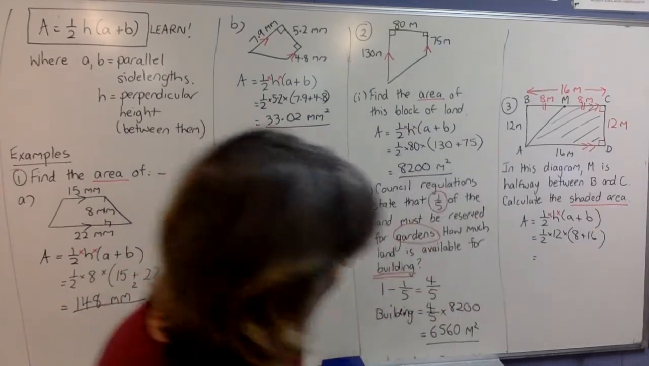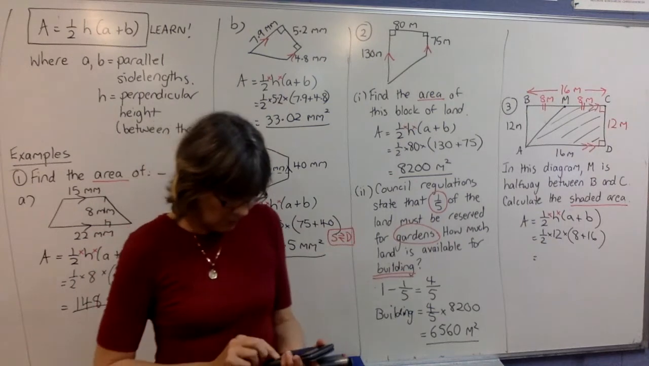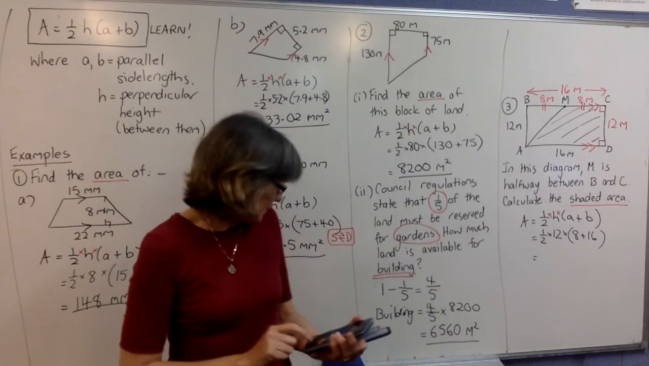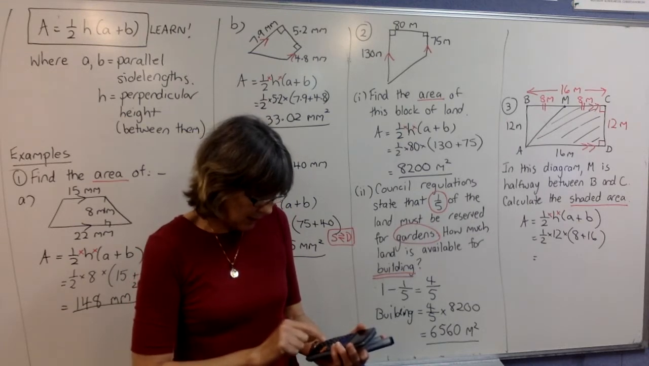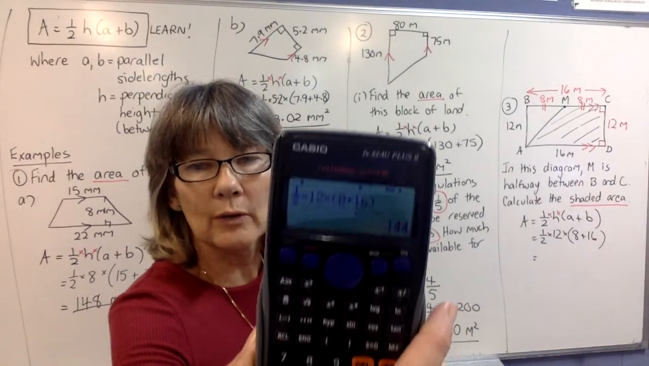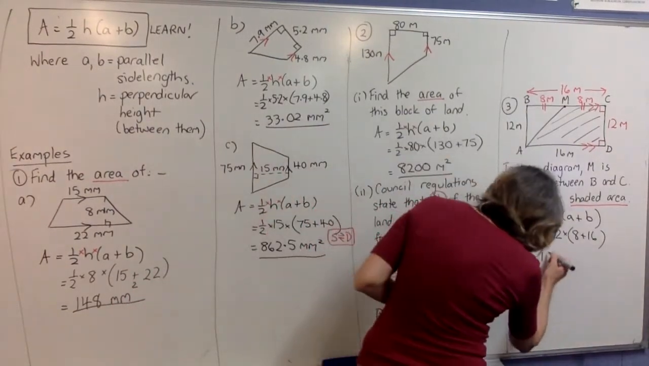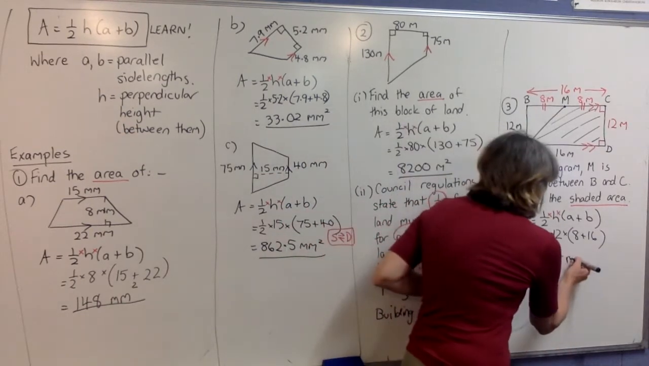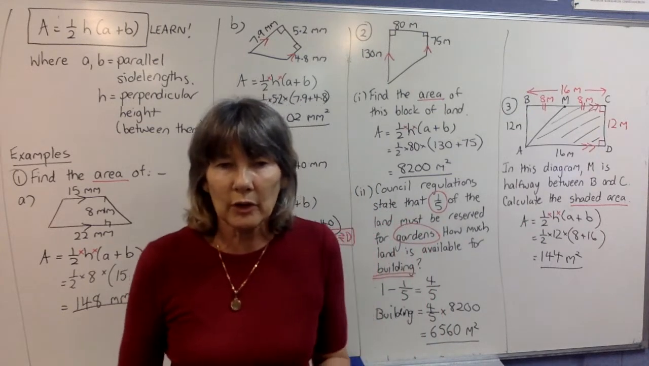So now let's go to the calculator and type this in. 1/2, right arrow, times 12 times, open bracket, 8 plus 16, close bracket, equals 144. And that's the answer to your question. Do we have units? Yes, we have metres, so it's going to be metres squared.